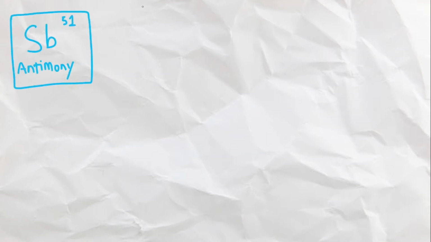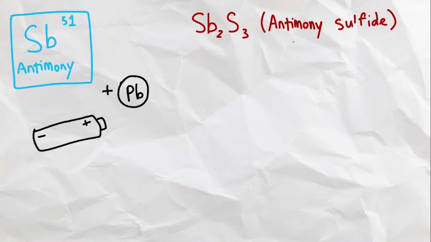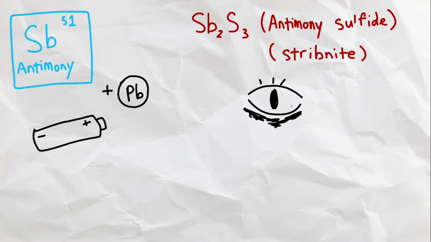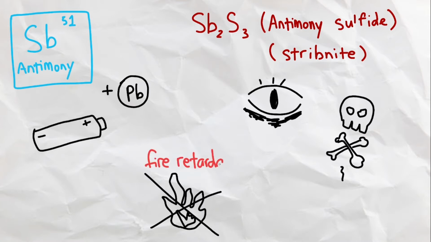To start off, antimony is a metalloid most commonly used to make batteries when alloyed with lead. Ancient Egyptians used antimony 3 sulfide, also known as stibnite, in black eye makeup, though it was later found that antimony is actually toxic. Moreover, this element is also used to make flame-proof materials as a fire retardant.